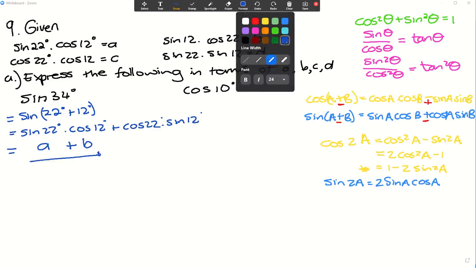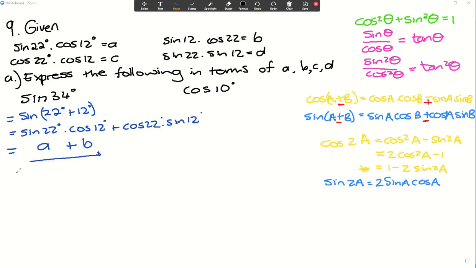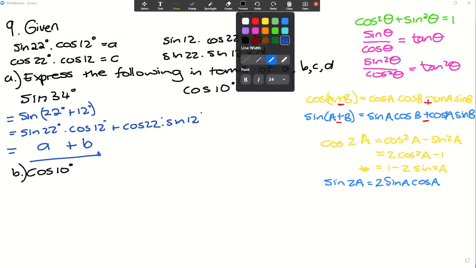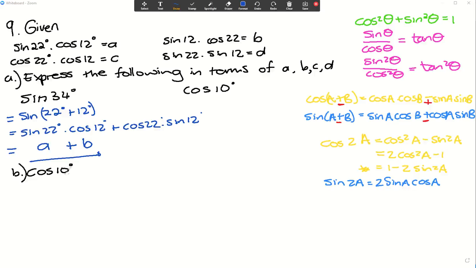Okay, so let me take this cos 10 and do it underneath here. We end up having cos 10 degrees. And this is B. How do we simplify that? Now, cos, we use our cos ratios. Firstly, how do I get 10 between 22 and 12? Well, that's easy enough, right? That's cos 22 minus 12, which ends up giving me cos 10.